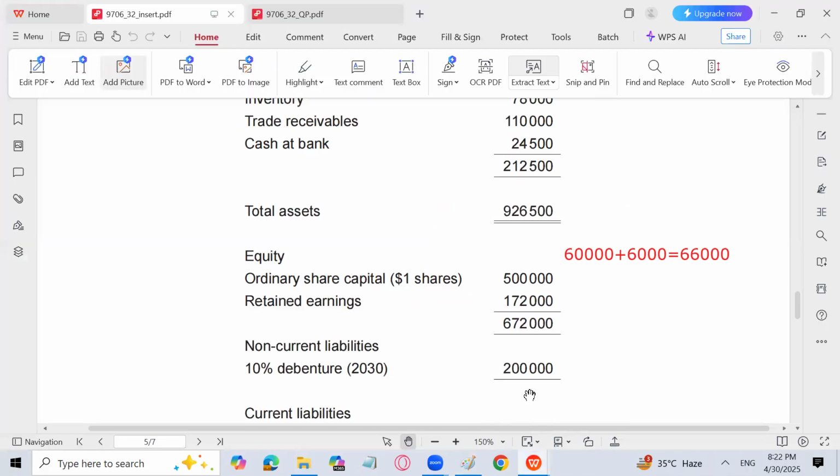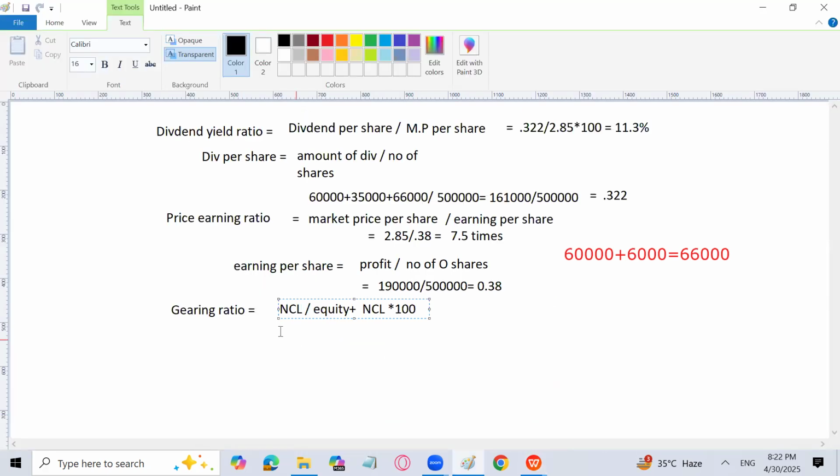Non-current liability is 2 lakh. Over equity, we have 672,000 plus 2 lakh. So quite easy: 2 lakh non-current liability over equity plus non-current liability, 672,000 plus 2 lakh. So write it down: 2 lakh divided by equity 672,000 plus 2 lakh, multiplied by 100. So we'll get the answer of gearing ratio, which is going to be 22 point.